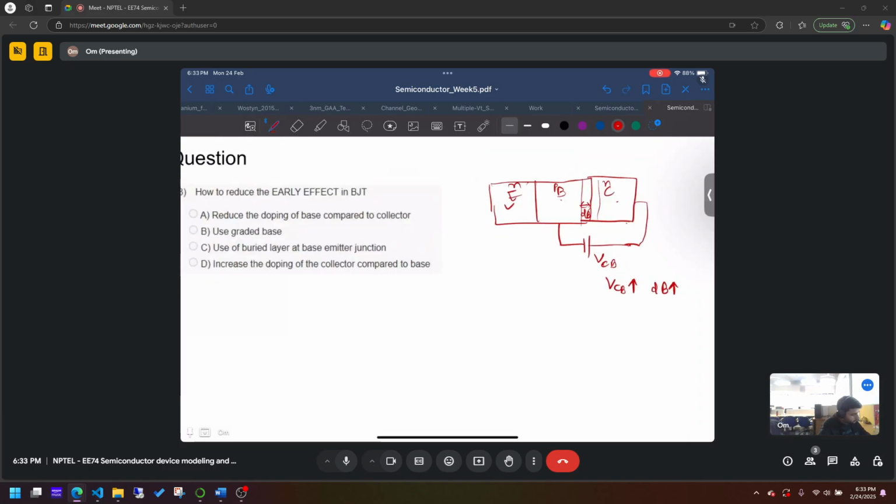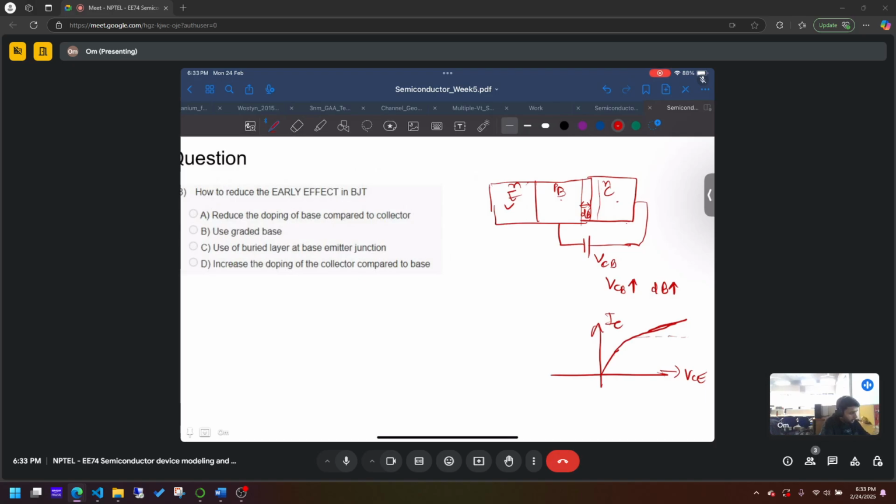And what will it result in? It will result in shortening of the base, and basically if we see I_C versus V_CE, the characteristics would look something like this instead of looking like this, right? You will have a non-zero slope here.